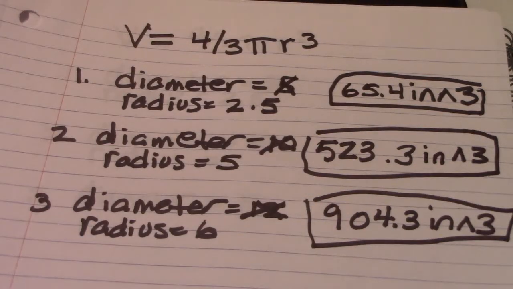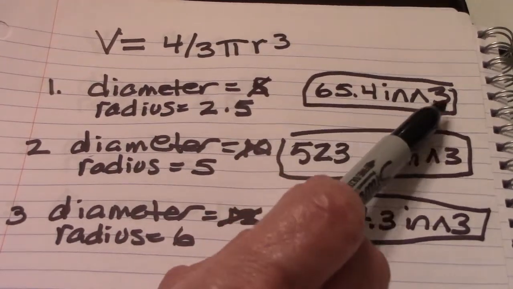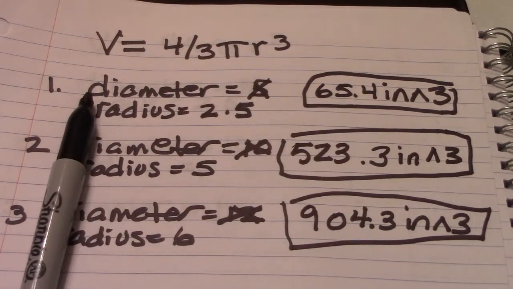Okay? Hope you do okay. Remember, you need your label. Inches up caret 3 is inches cubed. That's how it's input into Google Forms.